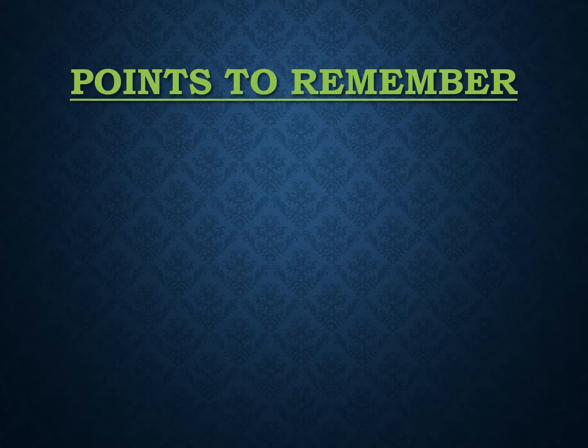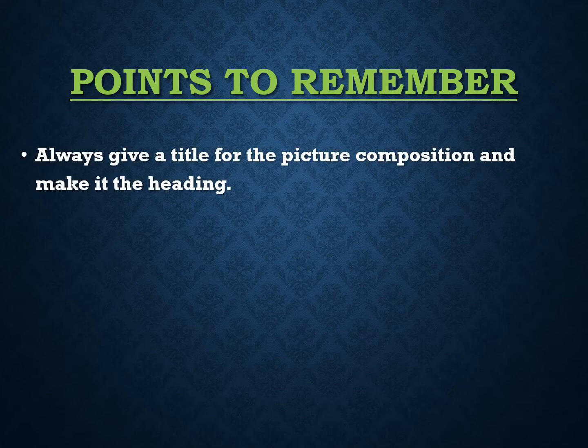Now children, there are a few points that we need to remember always if we want to do a picture composition. So let's go ahead and see those points. Always give a title for the picture composition and make it the heading. So this is the first step. As soon as we get a picture, we need to observe the picture and we have to select a suitable title and make it the heading of the paragraph.